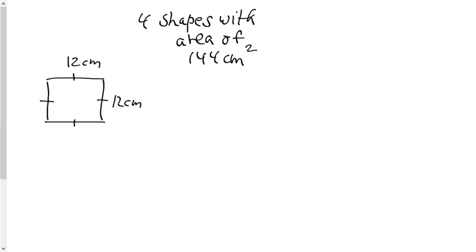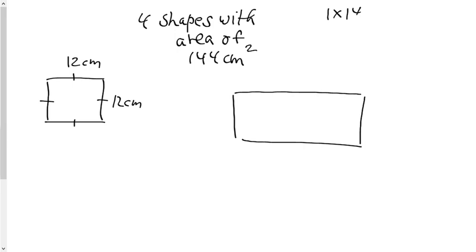If we do a rectangle, and we had a length and width, as long as we know 2 numbers that multiply to get 144, those 2 numbers can be the dimensions of the rectangle. So 1 times 144 will be one potential rectangle. 2 multiplied by 72 would be another.